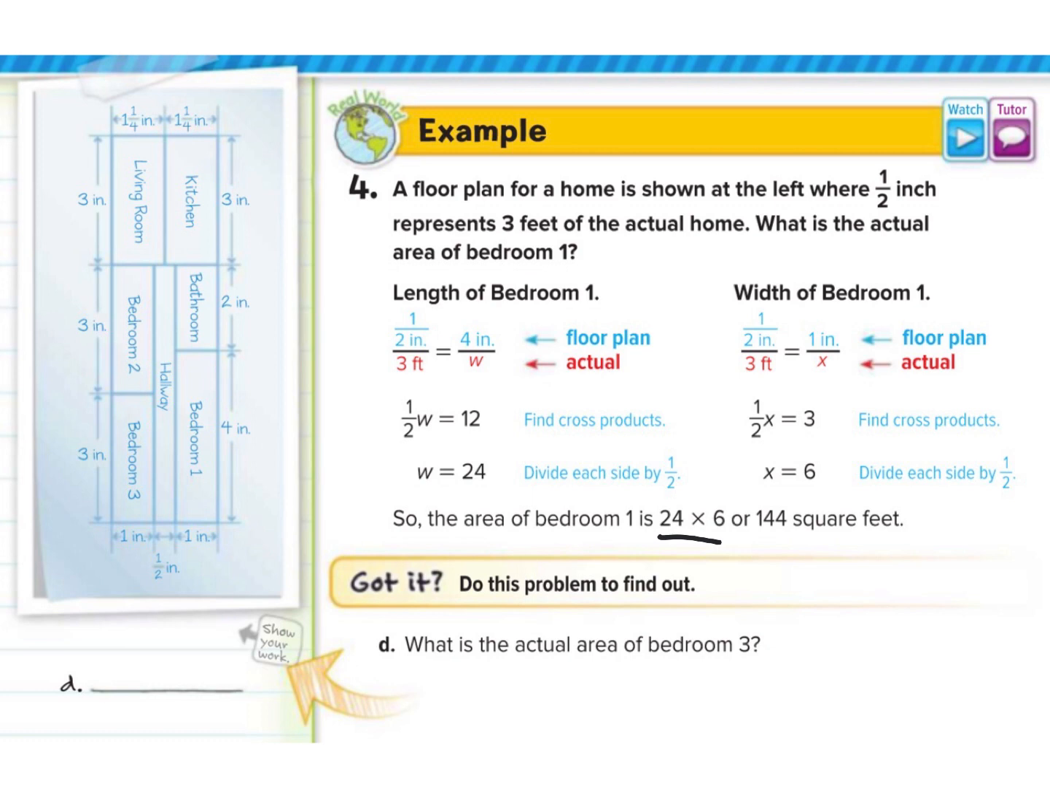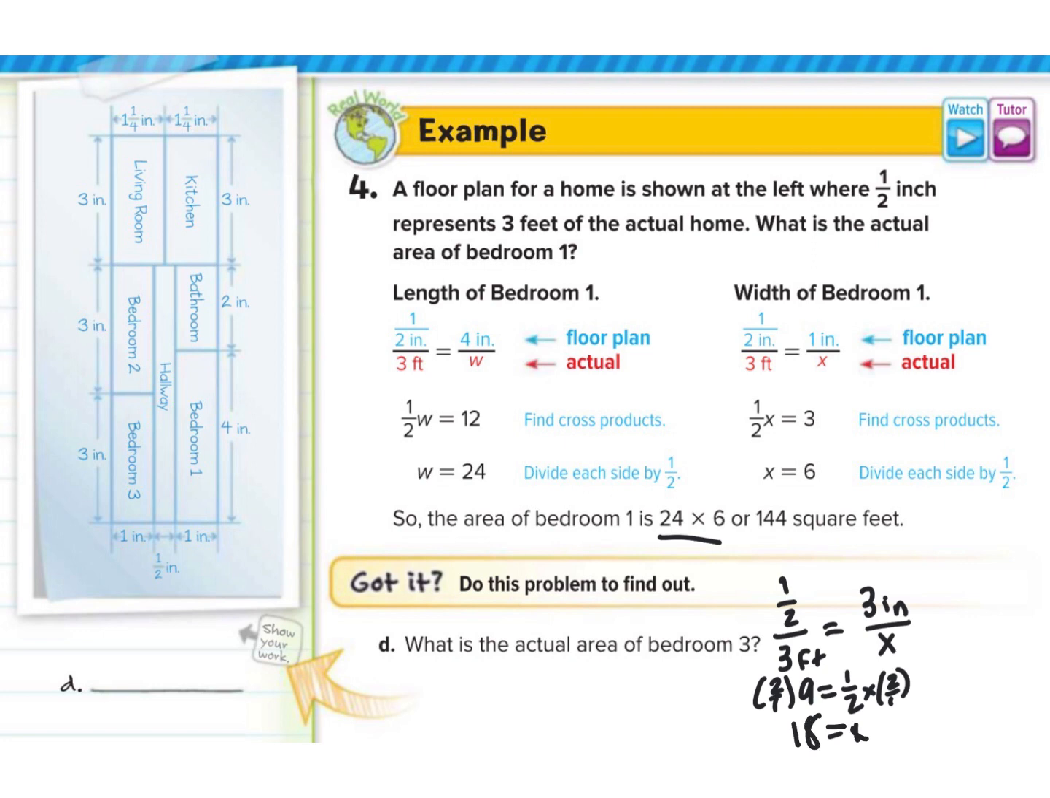So you multiply 24 times 6, which would equal 144 square feet. Now the got it problem. What is the actual area of bedroom 3? Bedroom 3 has a length of 3 inches and a width of 1 inch. So how we want to set it up is starting with our scale, 1/2 inch over 3 feet equals 3 inches over x. So you want to cross multiply, so we would get 9 equals 1/2 x, multiplied by 2/1, and x equals 18.